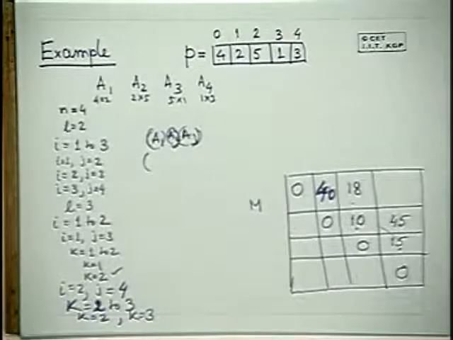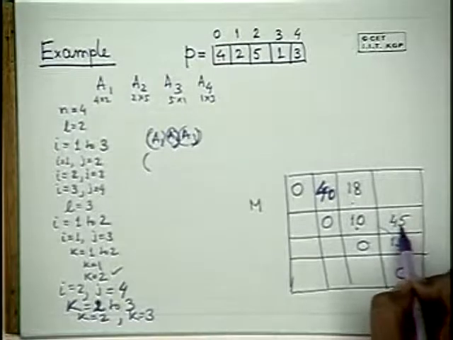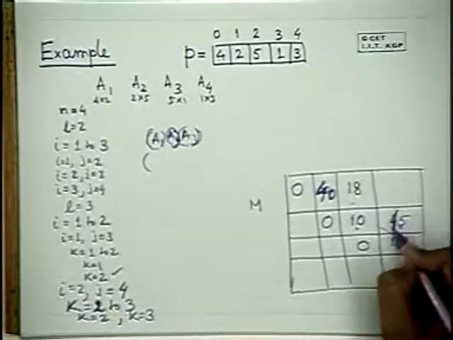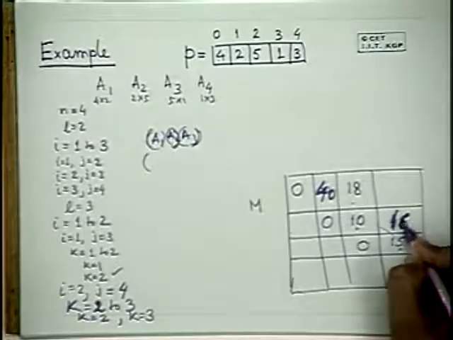6. This must be 6. So 10 plus 6 is 16. Now 16 is less than this 45. So this will be updated now. So 45 will be updated and this will become 16 now.